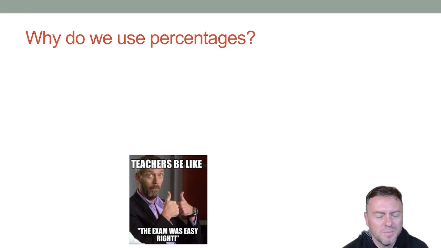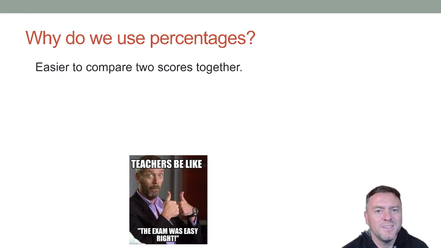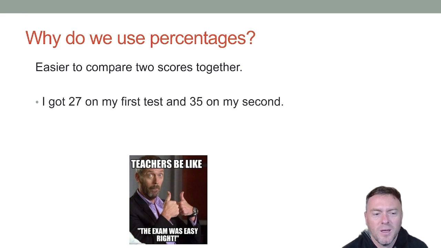So why do we use percentages? Well, it's easy to compare two scores together. So if you had two tests, for example, and on the first one you got 27, and then on the next one you got 35, which one did you do better in? And it's impossible to work out, because was the first one out of 50? Was it out of 100? We don't know what it was out of, so it doesn't give us context. Whereas by using percentages, it makes it a lot easier.